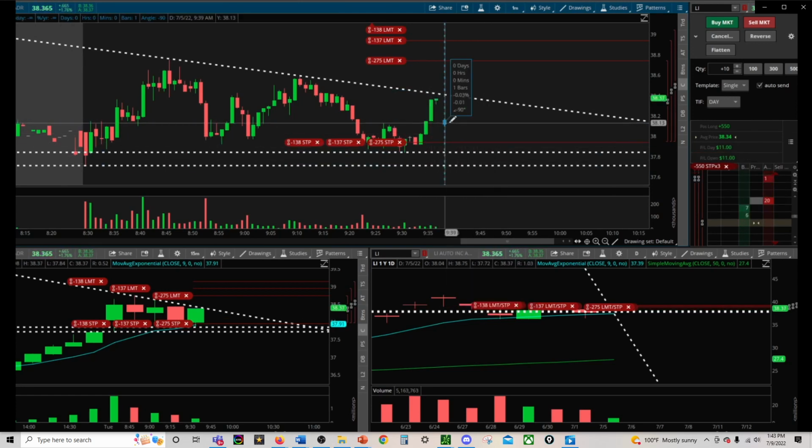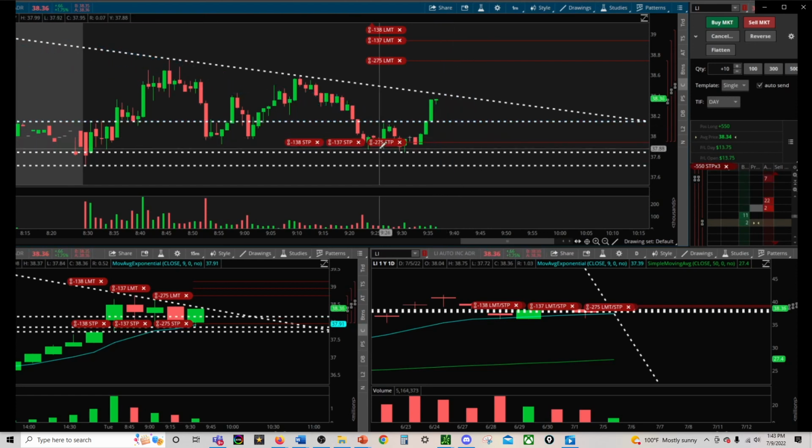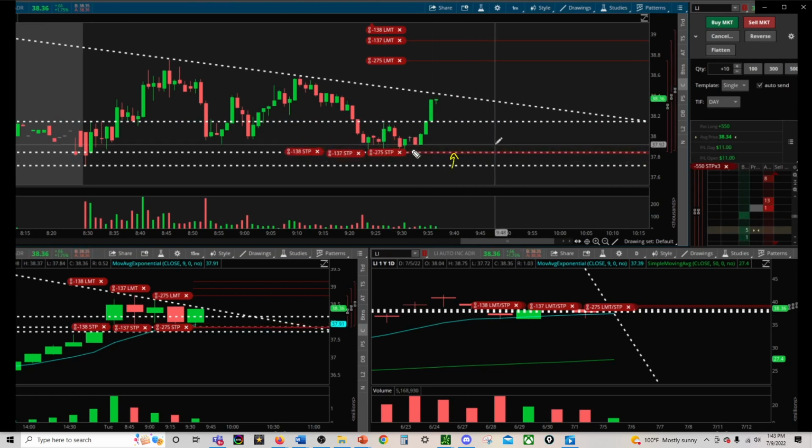Okay, so I'm always thinking about my risk. I'm always thinking about where it is. So I'm adjusting my risk right below this support level. I'm always looking for my risk. If it works, I'm going to make money anyway, regardless, right? But if it doesn't, I want to make sure I minimize my loss.